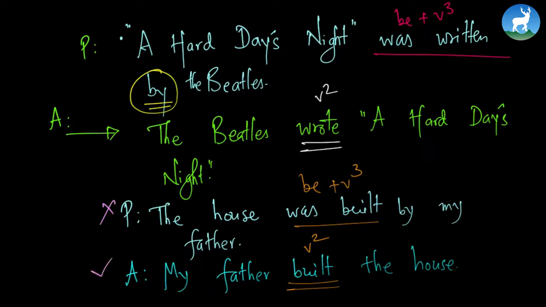When you're speaking, when you're writing, it's very insipid to say something like the house was built by my father. Why should you say that? Because you already know that your father built the house. So simply say my father built the house.